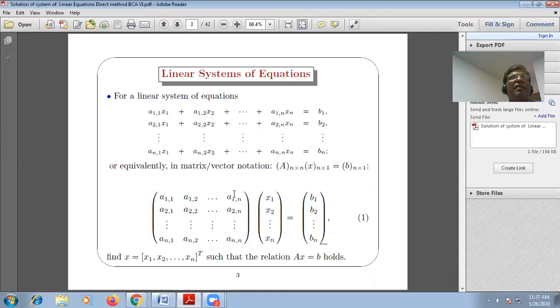Then find x equal to this matrix as a row matrix and its transpose. Power T means transpose of a matrix, because when you find the transpose of a matrix, the row is converted into column and column is converted into row, such that the relation AX equals B holds. As this is capital A, this is X, this is equal to B, this holds.